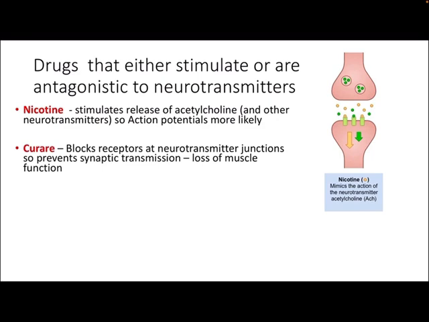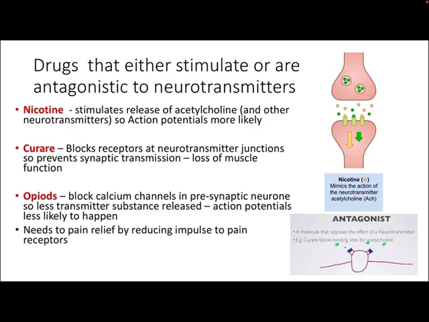Curare blocks receptors at the neurotransmitter junction, so it prevents synaptic transmission, and this would result in a loss of muscle function. And the bottom diagram is just trying to show where the curare binds with the receptors that would normally bind with the acetylcholine. So if the curare is bound to it, less acetylcholine can attach, therefore fewer sodium ion channels can open.